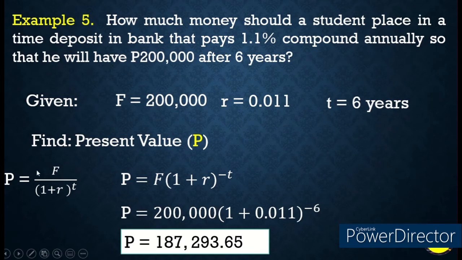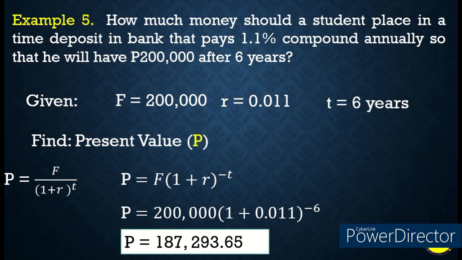So, you can check using this formula kung same sila ng sagot. Okay? So, mati-check nyo kapag itry nyo gamitin yung isang formula kung same sila ng sagot. So, ibig sabihin, magkano yung kailangan niya i-deposit sa bangko? 187,293.65 para pagdating ng 6 na taon or after 6 years, ang pera na yan ay magiging 200,000 pesos na. Okay. So, ito yung pagkukompute ng future value and then compound interest saka present value kapag compounded annually. So, ibig sabihin, once a year lang, no? Ang pagkukompute ng compound interest.